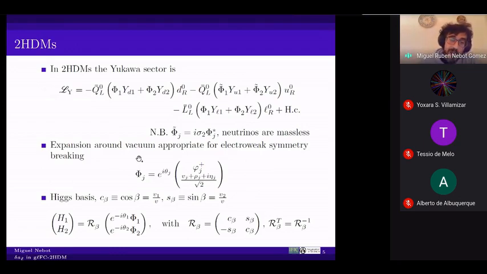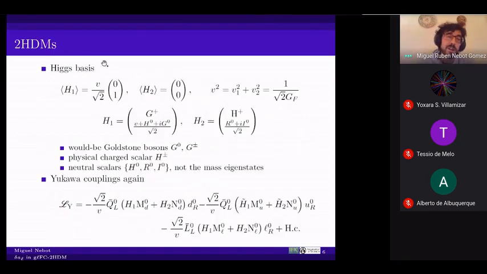And the canonical thing to do, first one goes through these Higgs bases, in which what you do is essentially put all the vacuum expectation value in one of the doublets, so the other is vevless. And there you read, for example, what are your Goldstone bosons. In the case of two Higgs doublets, this already isolates what is the physical charged scalar that you will have. And in general, you are left with three neutral scalars, which are not necessarily the mass eigenstates. So you still need to work a little bit on that neutral sector.